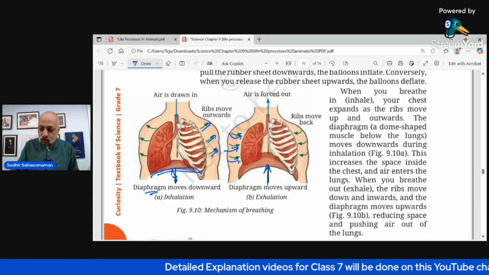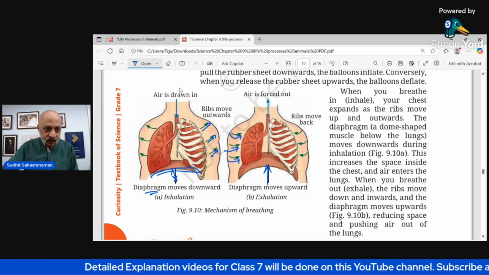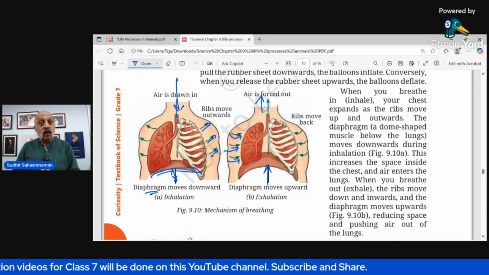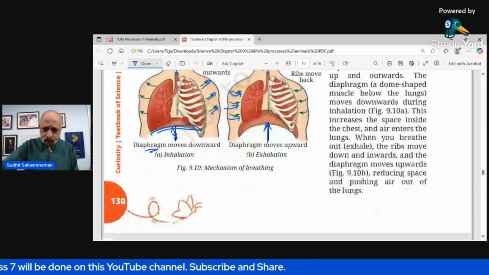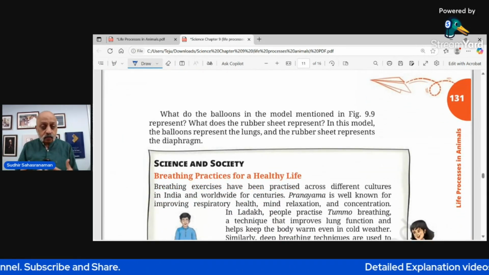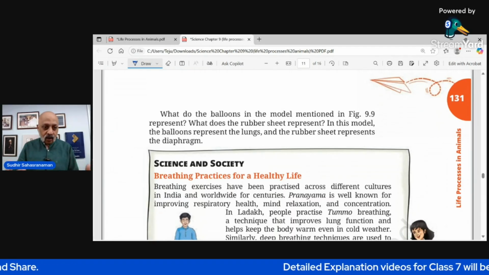That is, the air is drawn in. The air is drawn in from where? The air is drawn in from here, right? And the air is sent out like this through the windpipe. Now, what do the balloons in the model represent? They represent the lungs.